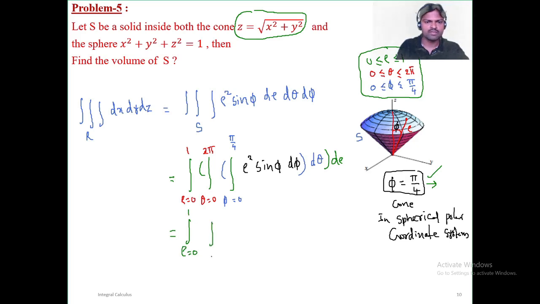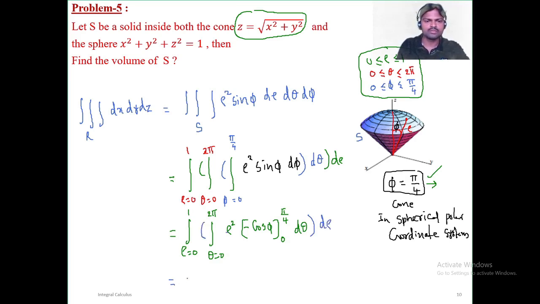And theta is varying from 0 to 2 pi. With respect to phi first, so rho square stays as it is, because we are integrating with respect to phi. The integral of sin phi will be minus cos phi, where the limits run from 0 to pi by 4. After that with respect to theta, and after that with respect to rho.